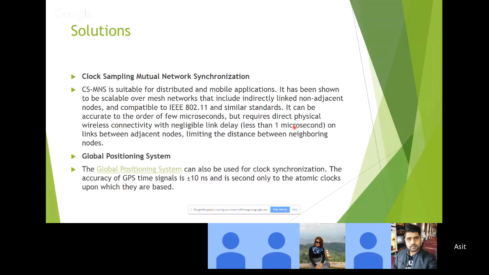One other example is the Global Positioning System. GPS is also used for clock synchronization, and the accuracy of the GPS time signal is about plus or minus 10 nanoseconds, second only to the atomic clocks upon which it is based.